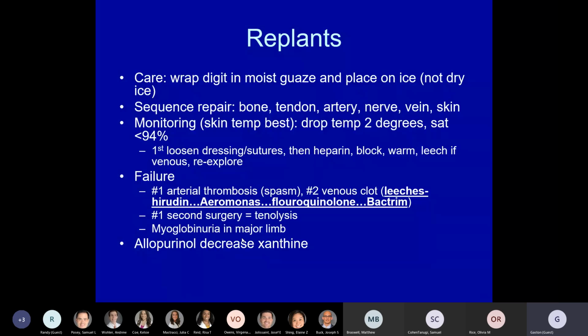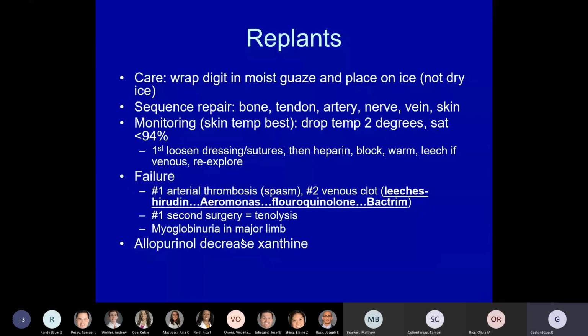If you did a replant and post-op, and this is good just to know in general, if you get a call to the floor that the replant's not looking good, the first thing you do is loosen the dressings. The next thing you do is pop a few stitches. And then things like heparin, leeches would be indicated if it's a venous outflow problem. If it's an arterial inflow problem, they're going to either need heparin or return to the operating room to redo the anastomosis.